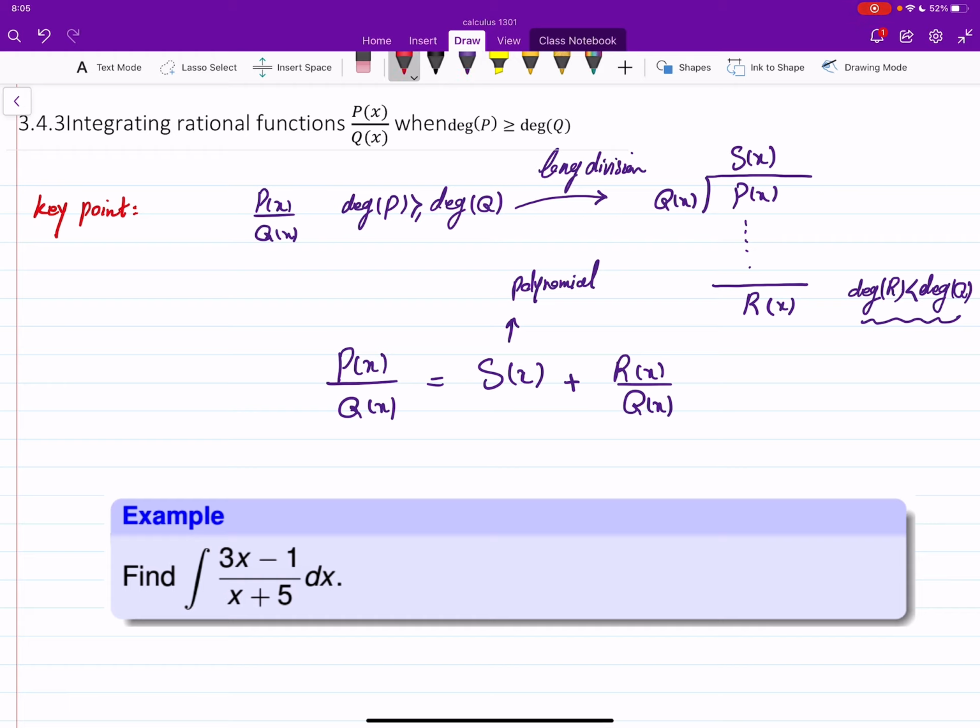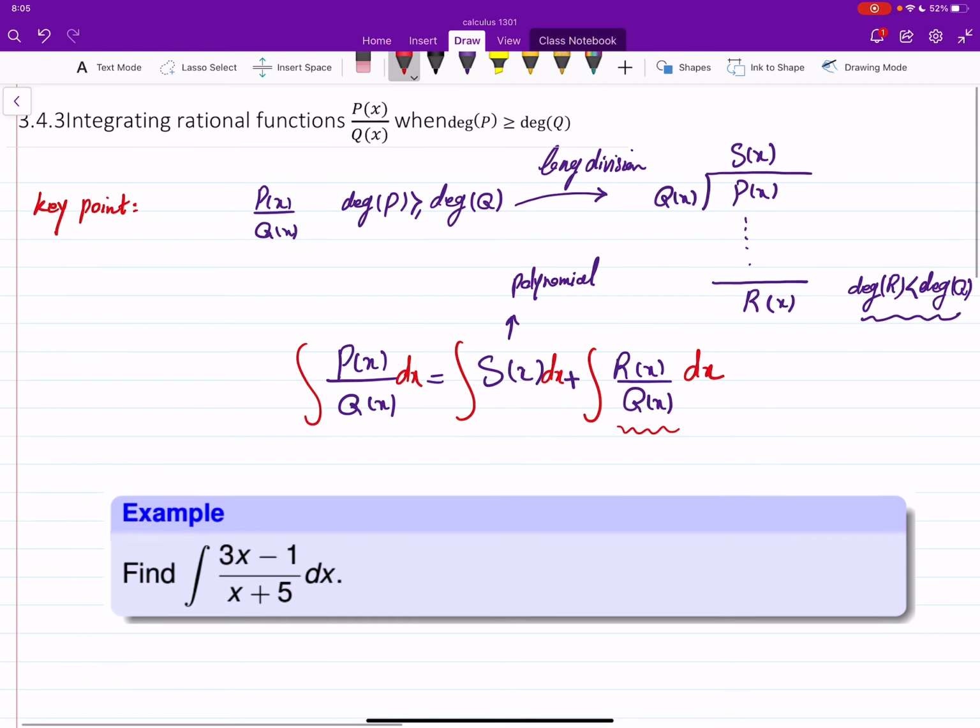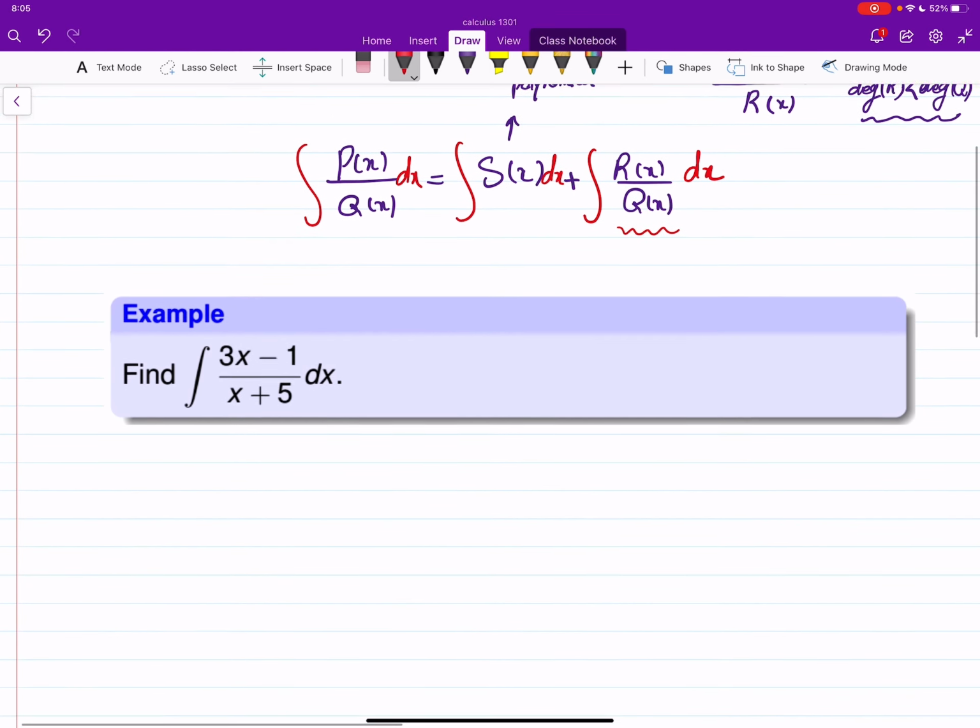So if you have been trying to integrate, now you will have an integral of a polynomial and then an integral of another rational function, which this time has degree less than the degree of Q(x). Well, what can we do with that one? Ultimately, we will learn, but in some examples that I'll show you, this one will turn out to be one of these partial fractions. Okay, so let's do some examples and see.